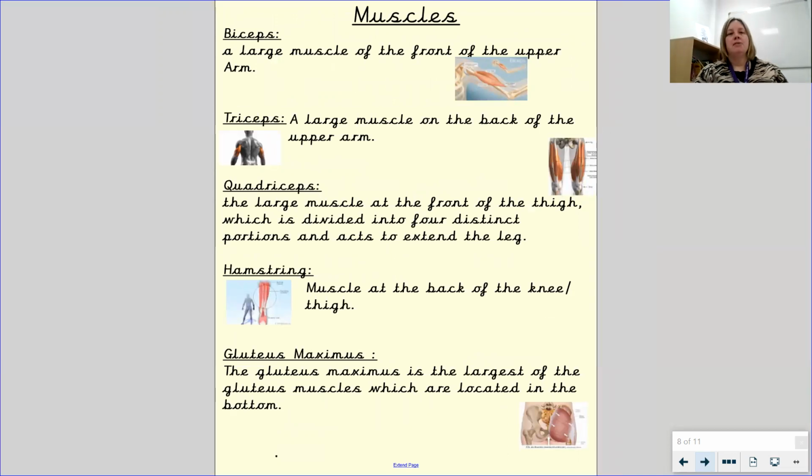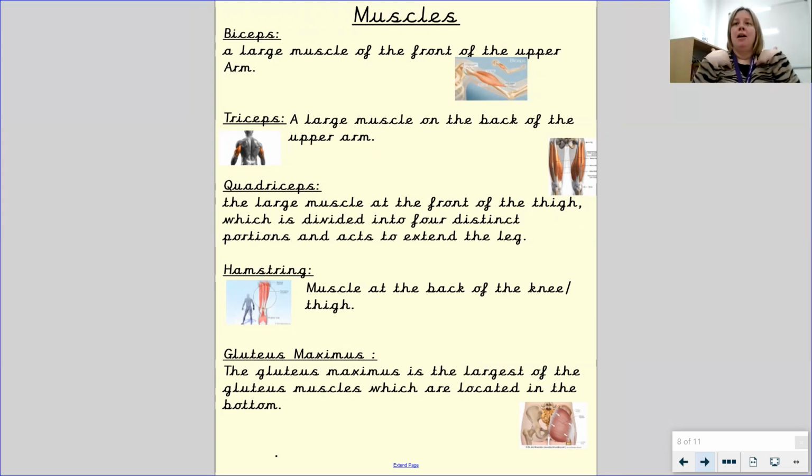Let's think about some muscles now. Biceps. A large muscle at the front of your upper arm. So that would be here. Triceps. A large muscle on the back of the upper arm. So it's on the back of your arm here.